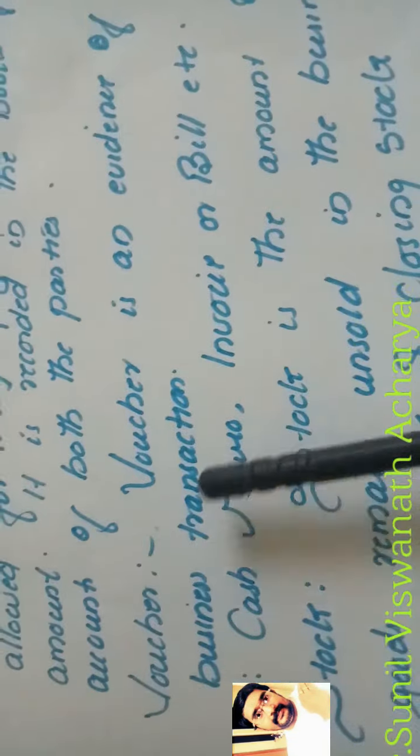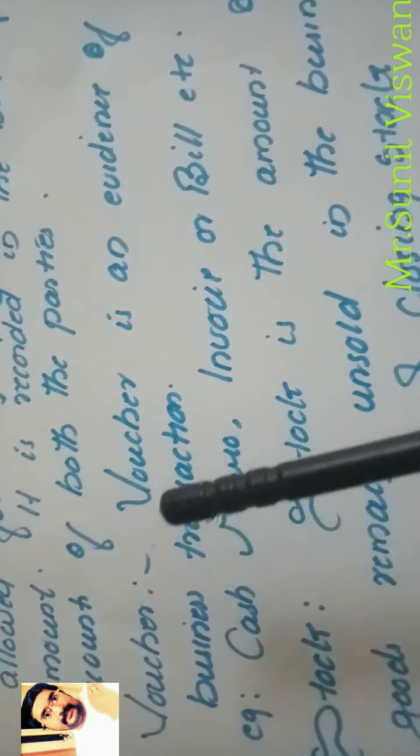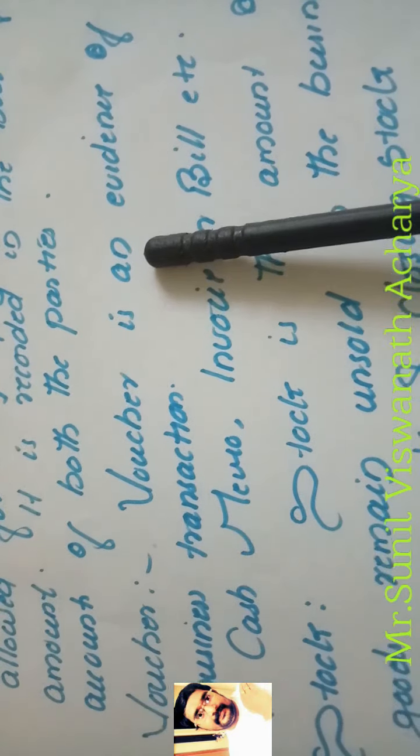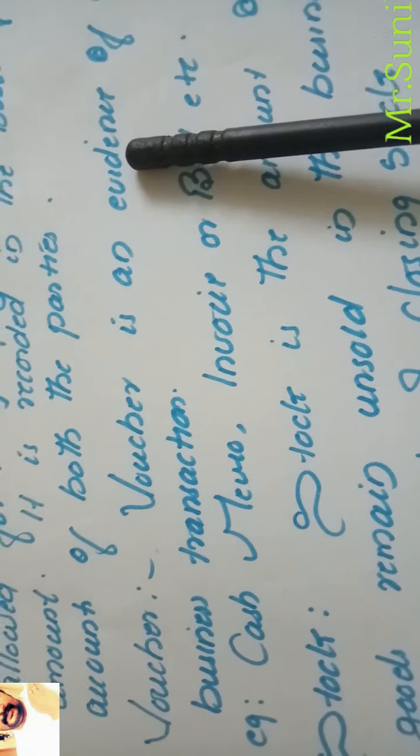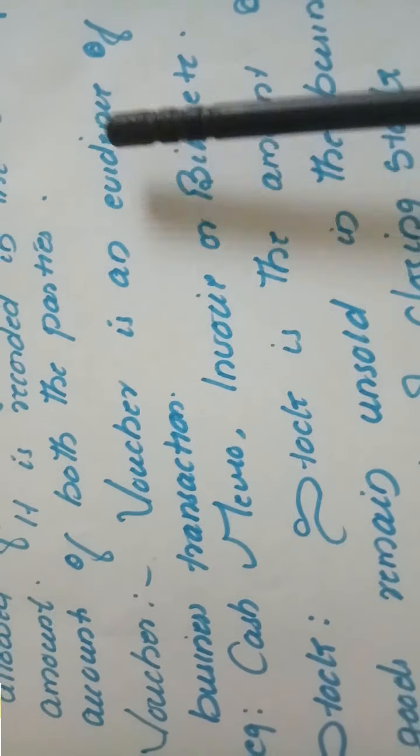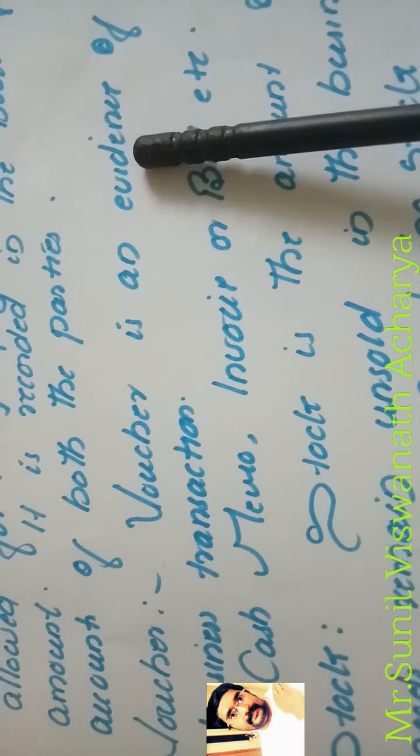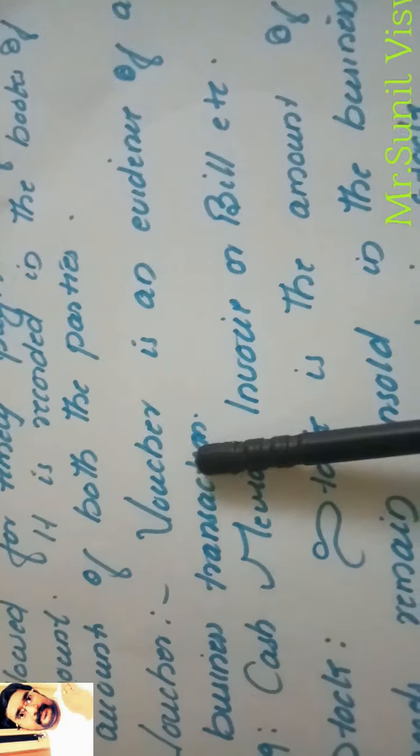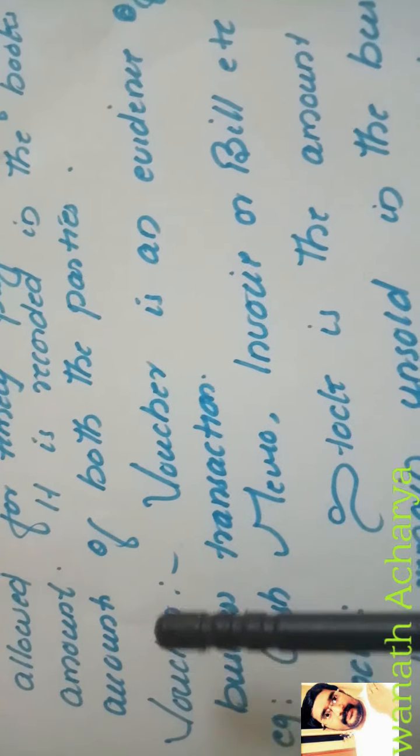Okay. Now voucher. Another term is voucher. When you record any transaction in the books of account, that means in the journal, we need evidence. Without any evidence we cannot record any transaction. So that evidence we call a voucher. A voucher is evidence of a business transaction. If you want to record a business transaction, we need evidence. That evidence is the voucher.